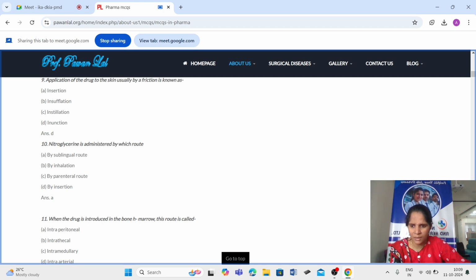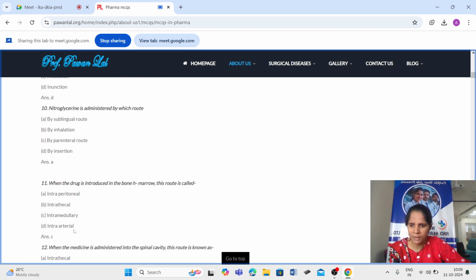Next, intrathecal. Intrathecal is different again. Intra-arterial means it is related to the heart, the vessels. You know this. So the other option we have is intramedullary. Intramedullary is related to what? Introducing the drug into the bone marrow. That is what we call intramedullary.